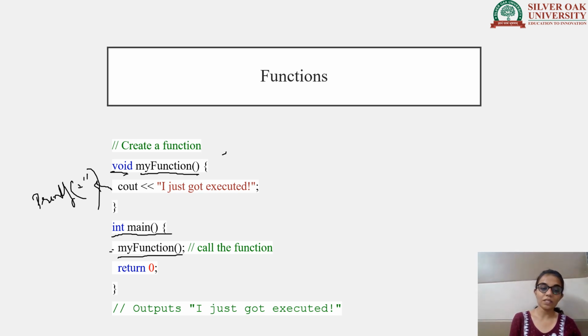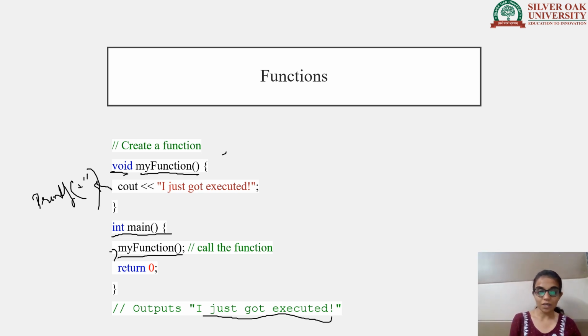Over here I can see my function is called, so it will go to the my function and see what is written inside the body. It is just printf, "I just got executed." So it will just show me that I just got executed. That is a simple function we can create.